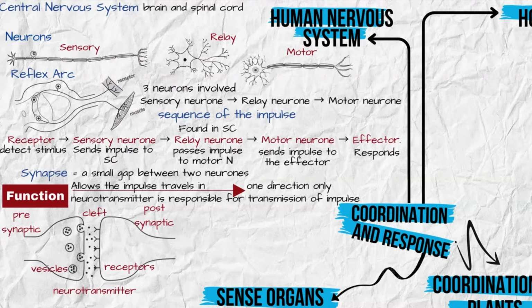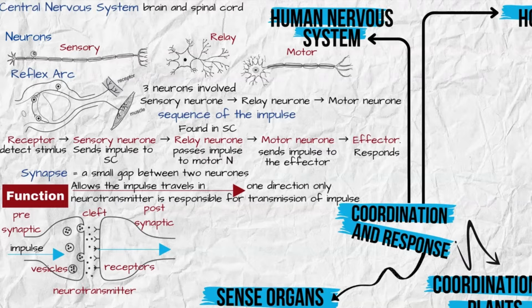Fifth, you must know the sequence of events that occur when an impulse arrives at the synapse. When the impulse arrives, the vesicles release the neurotransmitter. The neurotransmitter enters the synaptic gap. It diffuses across the gap. It binds to the receptors on the second neuron. And that's how the message continues.